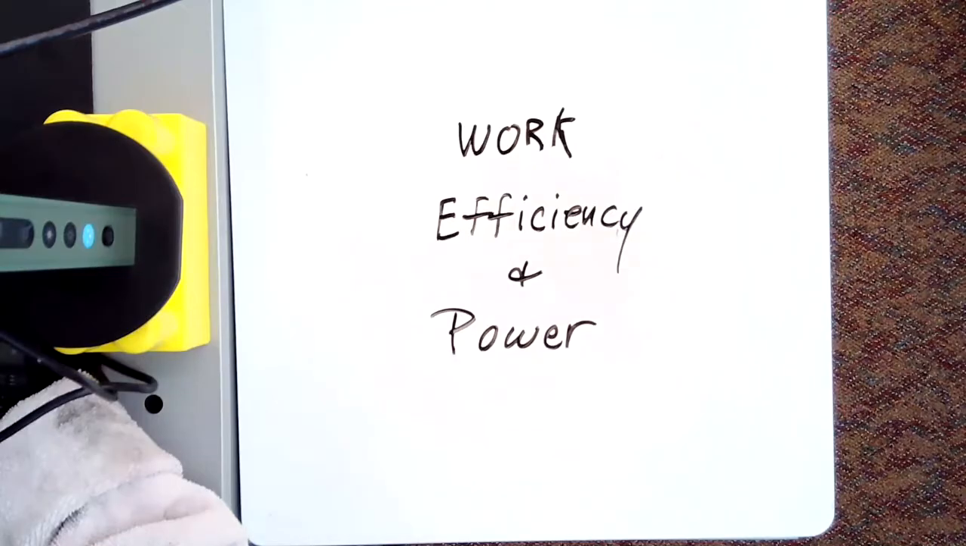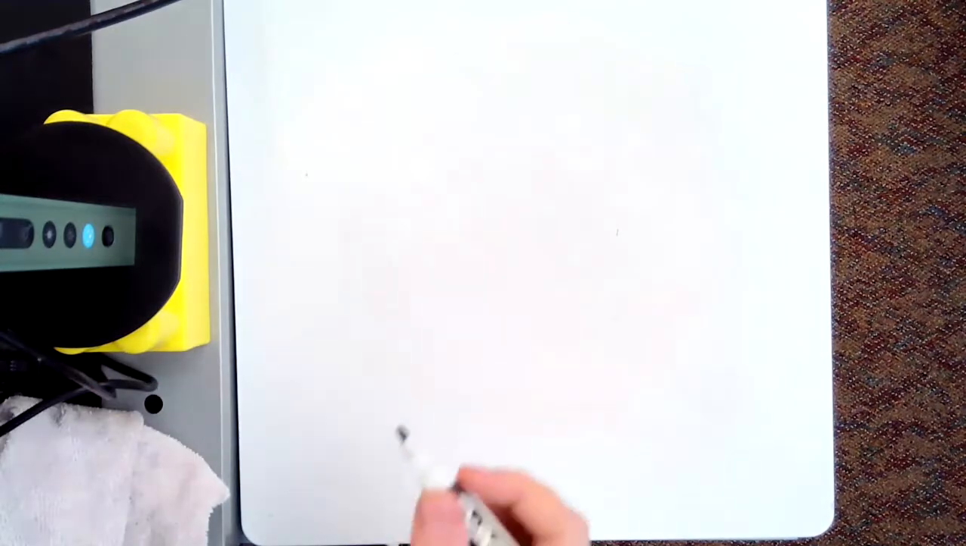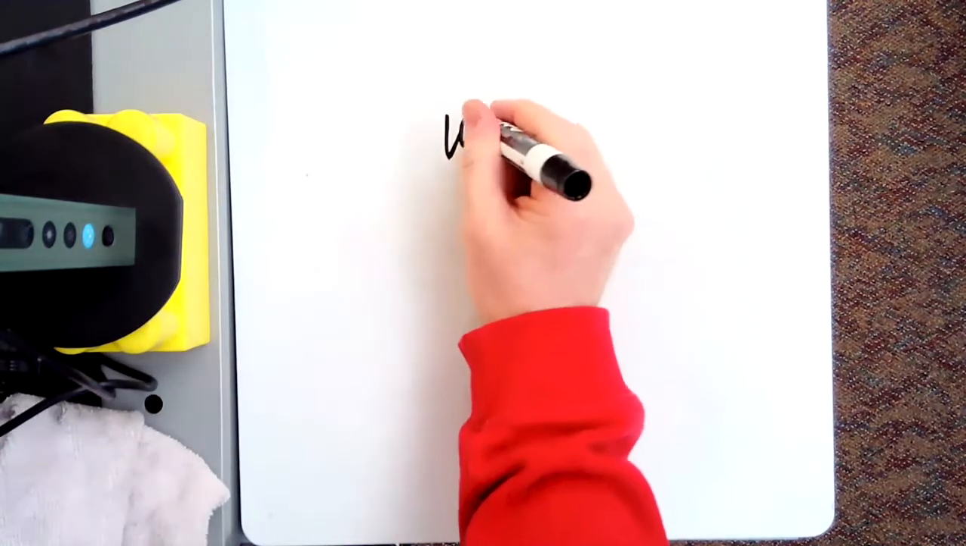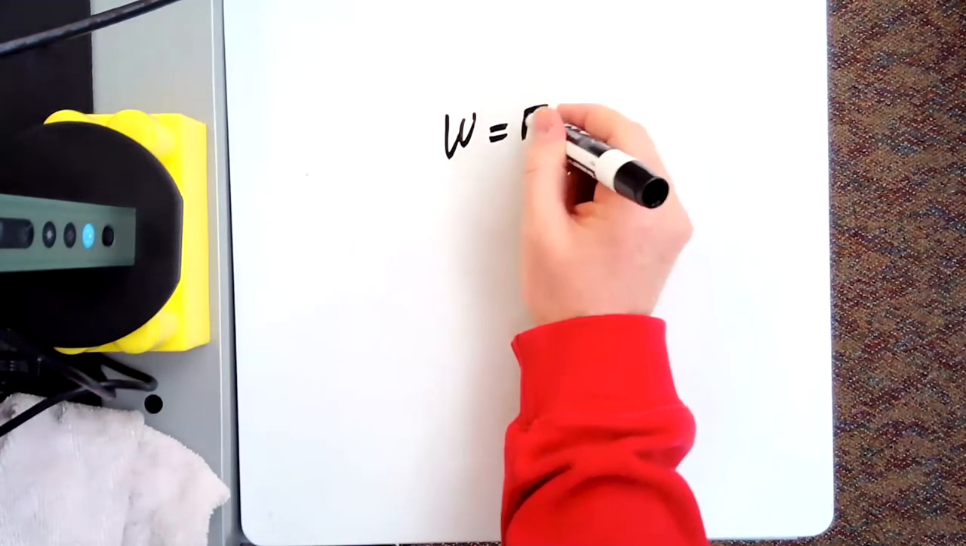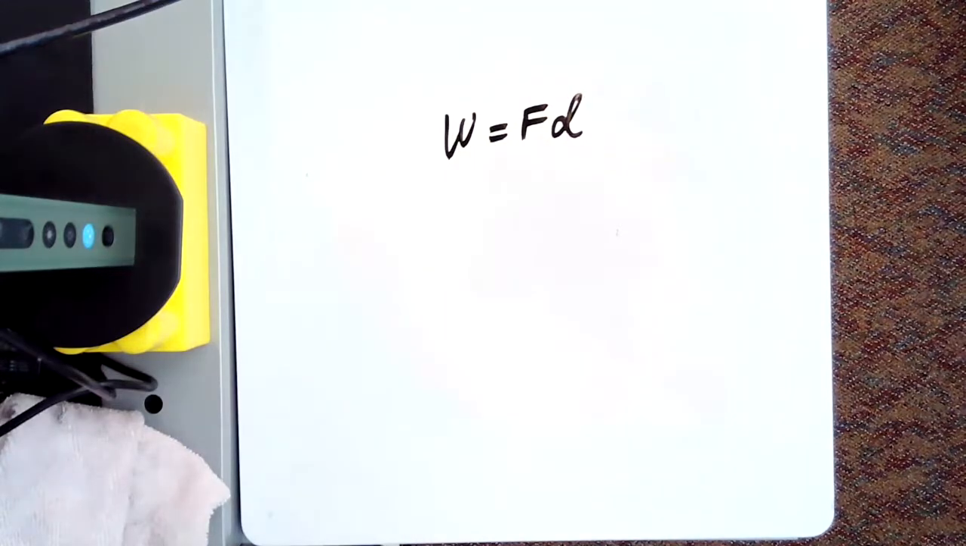So work, efficiency, and power. What is the equation for work? Force times displacement, right? And the units for work are joules, okay? Joules, that's a kilogram meter squared per second squared, right? We derived that the other day.